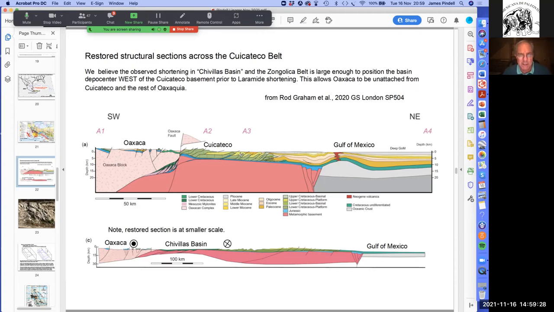Well, what happens is that a lot of this deep water sedimentation up on top of the mountain belt gets pulled off of the top and restored back into what was a basin with very thin crust. Okay, we call that the Chavías Basin. And then when shortening turned on, and this would be the Laramide event, active from about 90 to say 45 million years, the Oaxaca block migrated back toward the basement of Quiqueteco, and it pushed all of these sediments back up on top of the Quiqueteco basement.